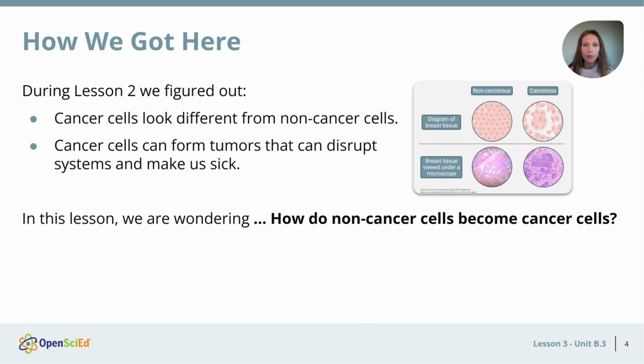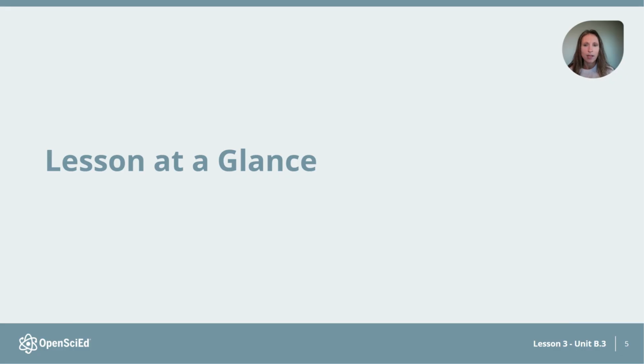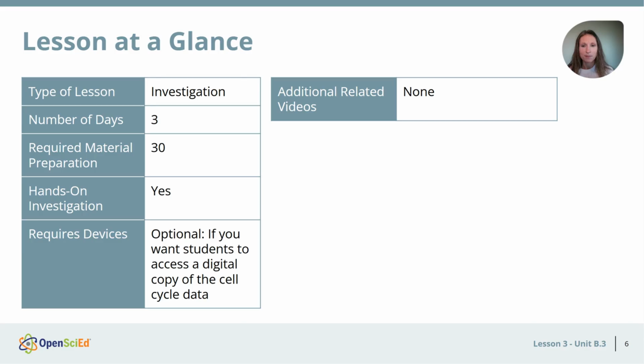During Lesson 2, we figured out that cancer cells look different from non-cancer cells and can form a tumor that can invade surrounding tissues and make us sick. So now that we have a better idea of what cancer is, we're wondering how cancer happens. How do non-cancer cells become cancerous? Now let's dive into Lesson 3.